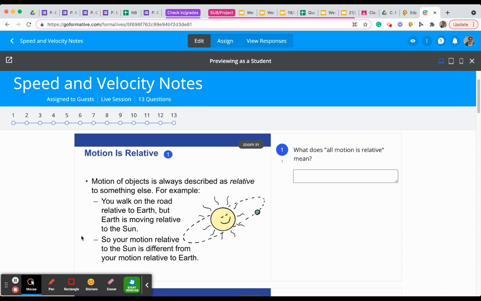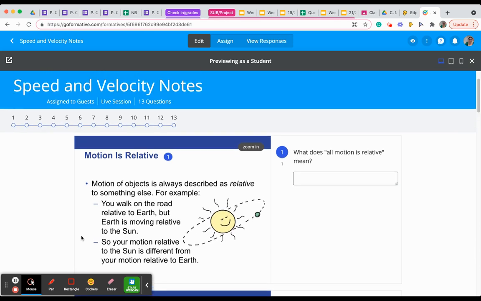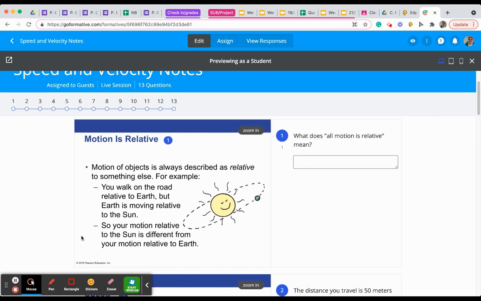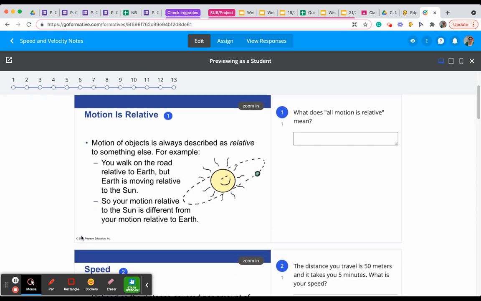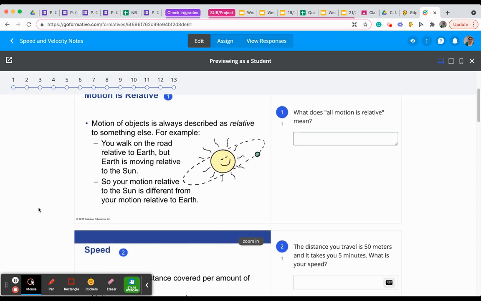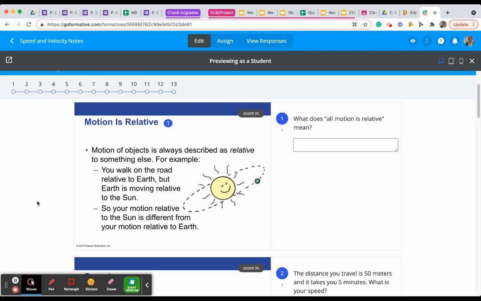Hello, everyone. This is your speed and velocity lecture, starting with the topic of motion is relative. What does "all motion is relative" mean? This was your question of the day from earlier this week. So if you don't have that answer filled in yet, you'll be able to at the end of this slide.